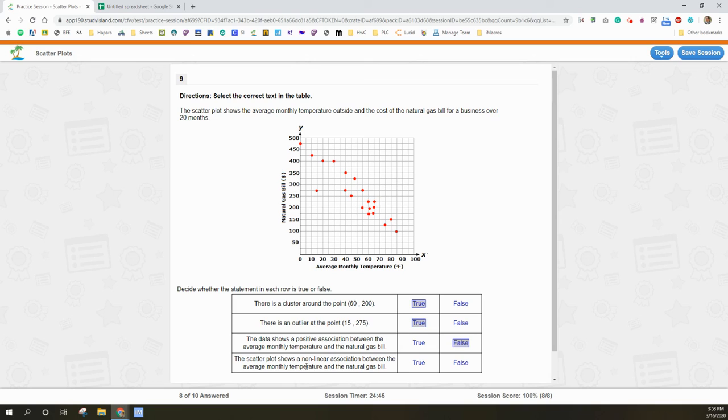Final statement. The scatter plot shows a non-linear association between the average monthly temperature and the gas bill. That is also false because you can draw a line that doesn't fit all these perfectly. They're clearly not all in a straight line. But if I drew a straight line from right about here, straight through all the middle of this data, it would model it pretty well. So this is a linear association. Statement down here says that it's nonlinear, so that statement is false.